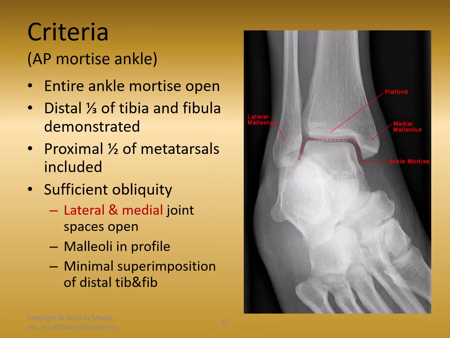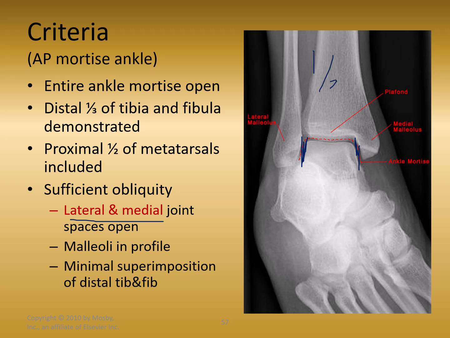This is another AP mortise view of the ankle. All right. So once again, they put a little shaded dotted line there where my pointer is, around the talus, showing us that the joint is fully open from the lateral side, superior side, and medial side, all open. All right. So over here, we can say sufficient obliquity right here, the lateral and medial joint space is open. That would be the lateral side and the medial side of the joints are open. That tells us that we rotated them properly, enough to put the intermalleolar line parallel to the IR.